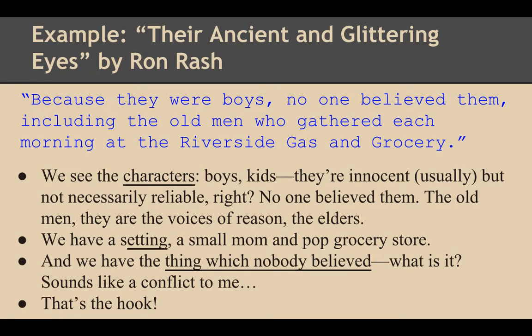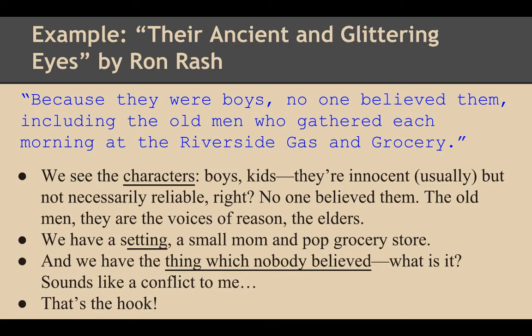So here's another example from Their Ancient and Glittering Eyes by Ron Rash. And it goes, "Because they were boys, no one believed them, including the old men who gathered each morning at the Riverside Gas and Grocery."